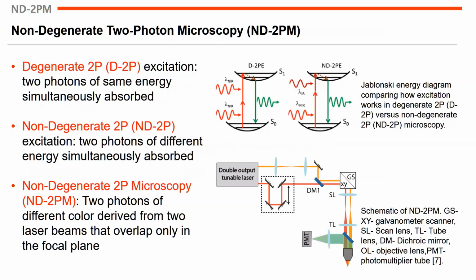In degenerative photon excitation, fluorophores are excited by absorption of two photons of the same energy. However, in non-degenerative photon excitation, two photons of different energy are simultaneously absorbed. In non-degenerative photon microscopy, or ND2PM, two photons of different color are derived from two laser beams that overlap only in the focal plane.